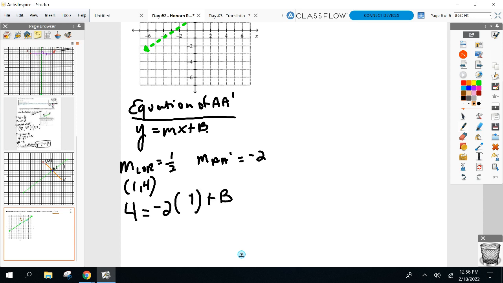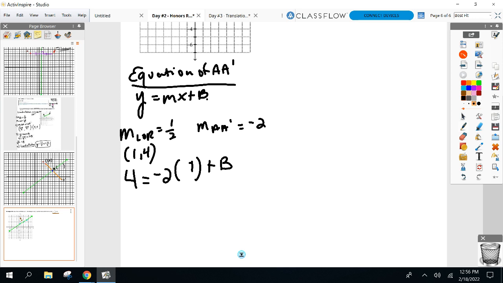I still got 3 minutes. Everyone all right with what we plugged in? Okay, go ahead. Somebody solve for b for me. 6. What's the equation of AA prime then? y equals negative 2x plus 6. Everyone's got it?